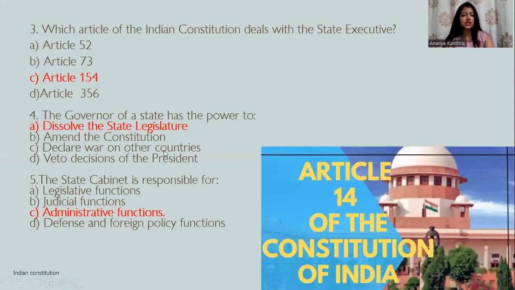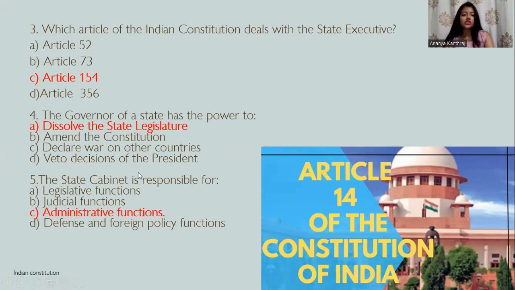The governor of the state has the power to which of the following? Option A, dissolve the state legislature. Option B, amend the constitution. Option C, declare war on other countries. And option D, veto decisions of the president. So the right answer for the above mentioned question is option A, dissolve the state legislature.